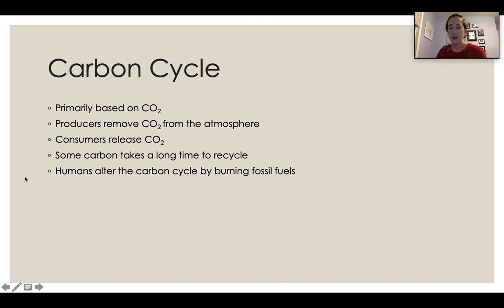And then humans obviously have altered the carbon cycle significantly. We have changed the natural flow of things by burning fossil fuels and releasing a whole lot more carbon dioxide back into the atmosphere than is historically naturally normal.